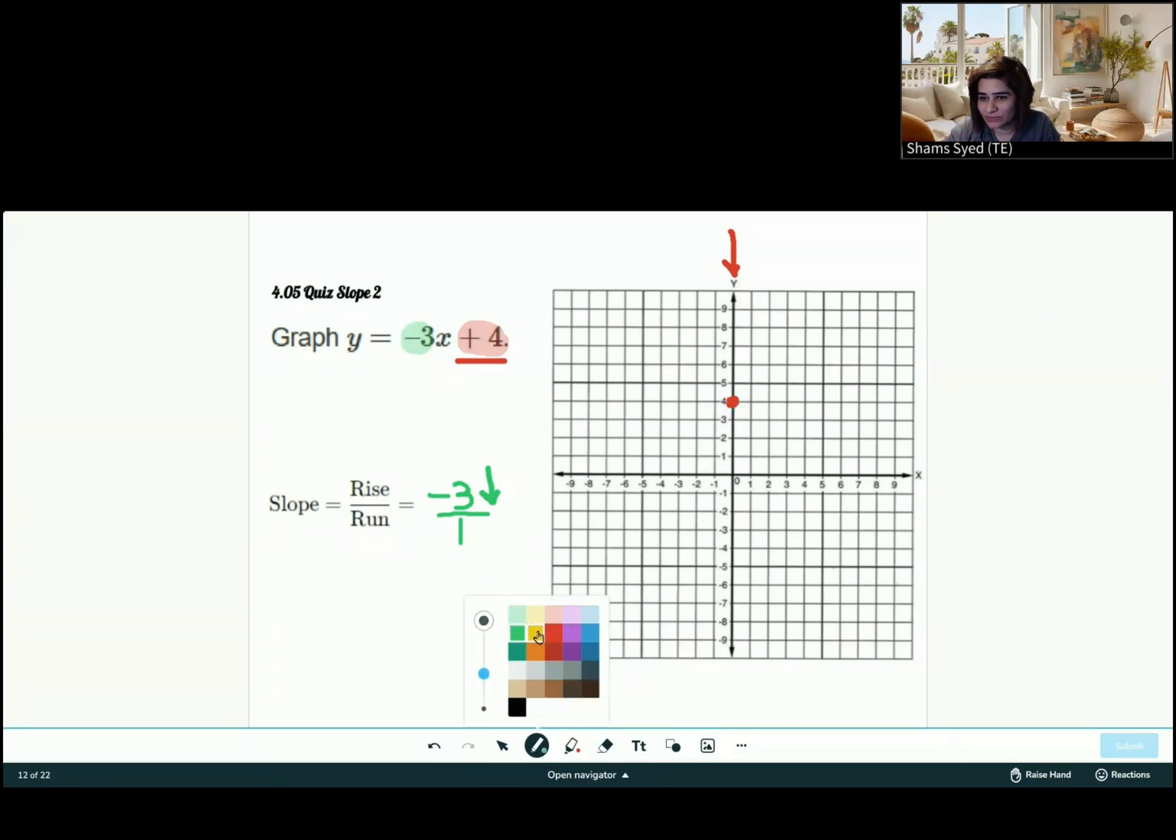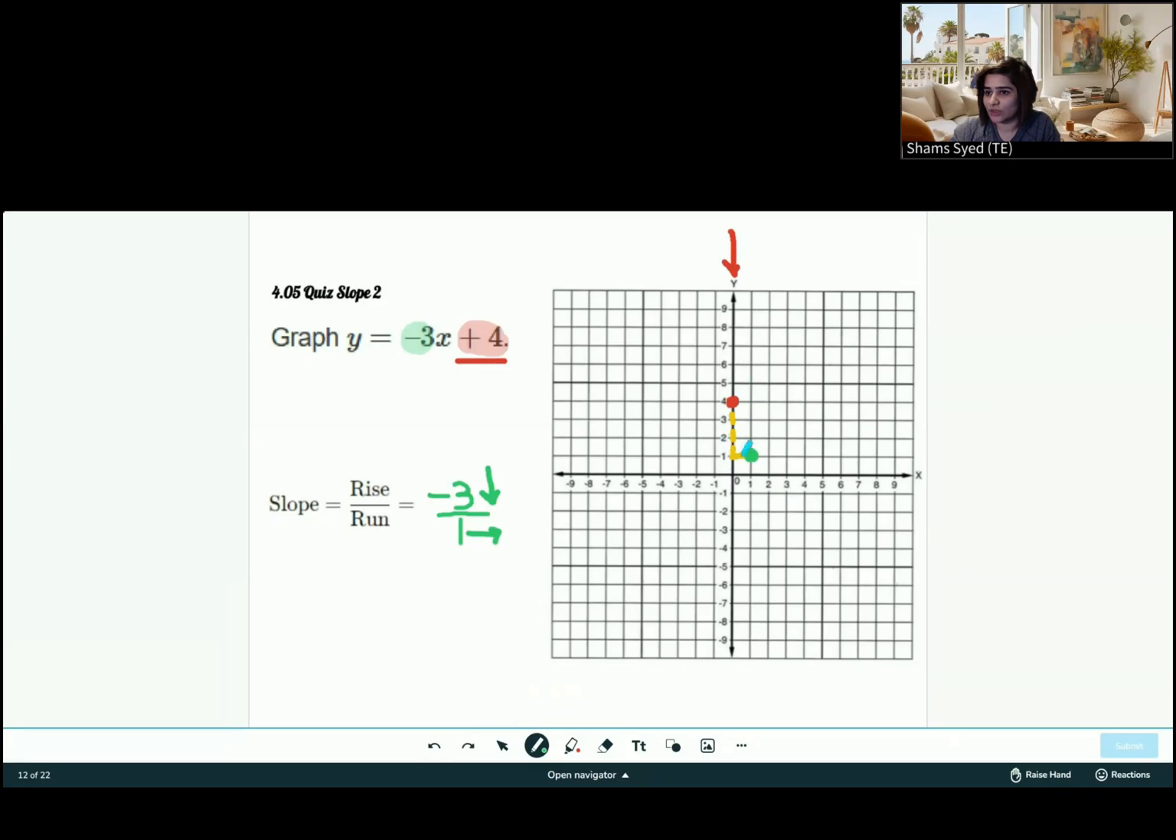So let's go down 3. I will use some yellow lines to go down 3. I went down 1, 2, 3. Go down 3. Got it? And then go over 1. Down 3 over 1, over always to the right. And here is the green dot. If you put these 2 dots on the graph, it will create a line itself. A slope of negative 3 means down 3 over 1.